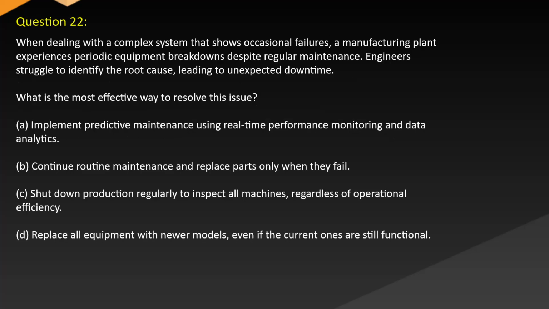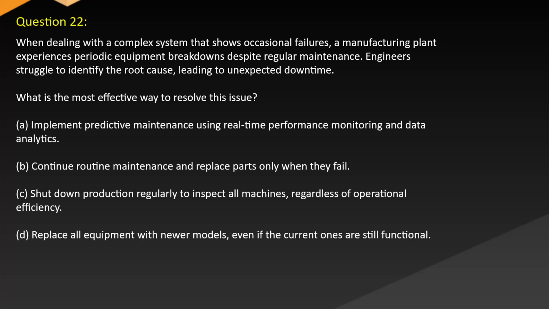Question 22. When dealing with a complex system that shows occasional failures, a manufacturing plant experiences periodic equipment breakdowns despite regular maintenance. Engineers struggle to identify the root cause, leading to unexpected downtime. What is the most effective way to resolve this issue?